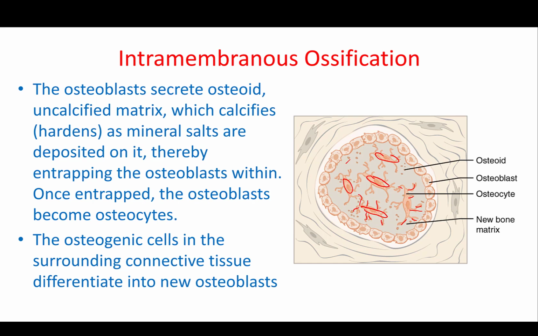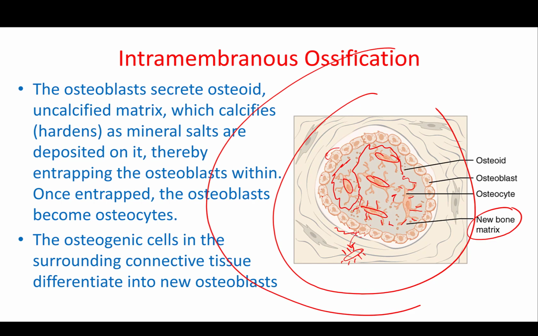But now this area is not osteoid anymore. This is hard bone. Okay, this is hard bone, a new bone matrix. So these two steps will keep happening and expanding. All of these are osteoblast cells. They are producing osteoid in the area around them. And once there is calcium, they will turn into new osteocytes. And this ossification center will keep expanding and expanding.